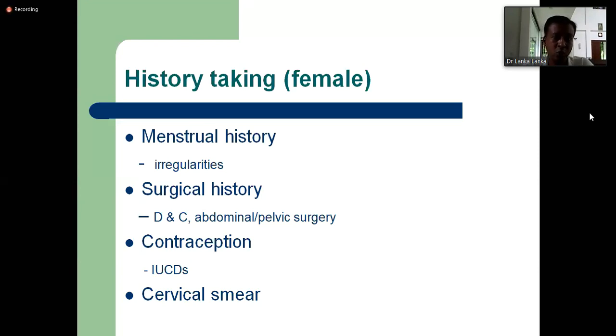So D&C, if you do D&C, that can damage the basal layer of the endometrium, ultimately causing adhesions inside. Then any abdominal or pelvic surgery would touch upon internal structures like the ovaries and tubes, so we can have adhesions, because we know that any organ inside the body, if you touch it excessively, there is a chance of adhesions.